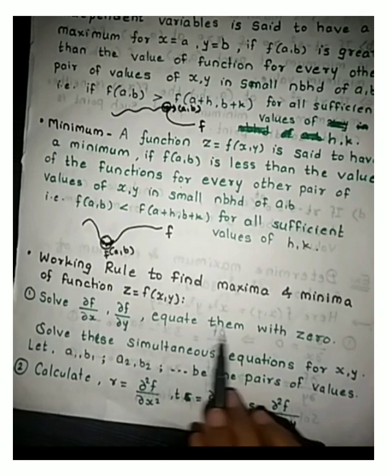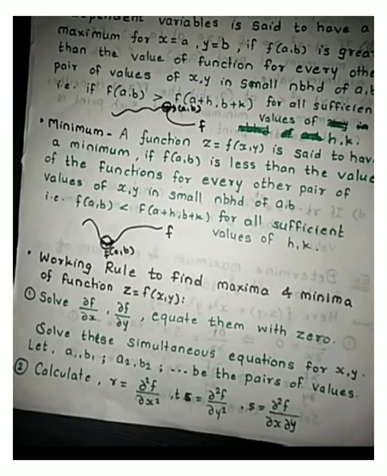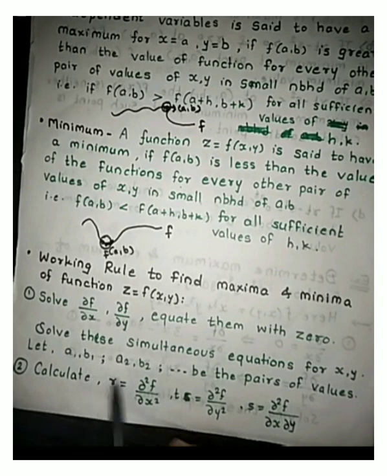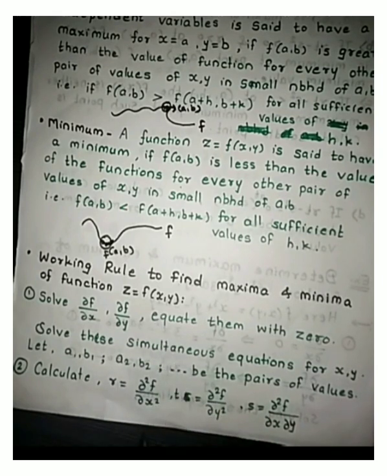Then equate them with 0. Equate both of these with 0. So we get two equations. Solve these equations for the values of x and y. So we get the values of x and y, let them be (a1, b1), (a2, b2), and so on. These are the pairs of values for x and y, the answers of these two simultaneous equations.